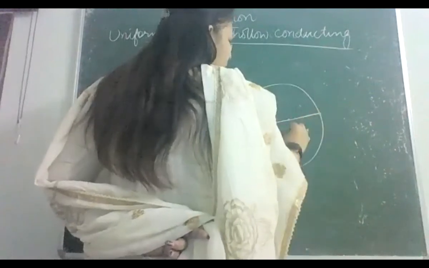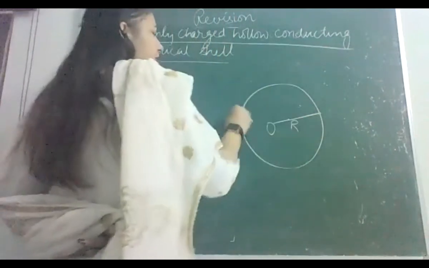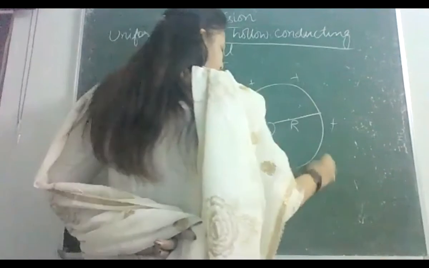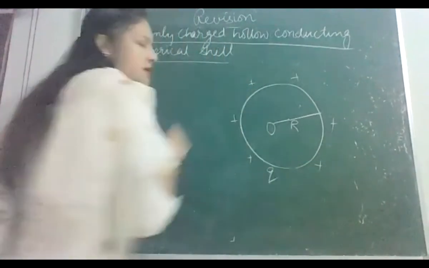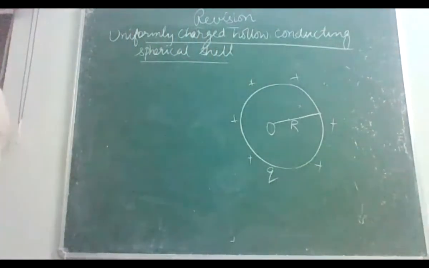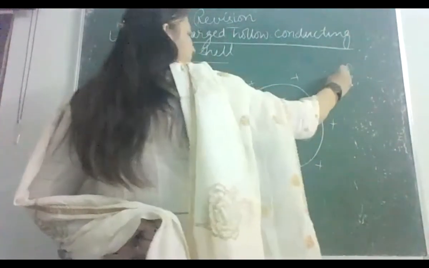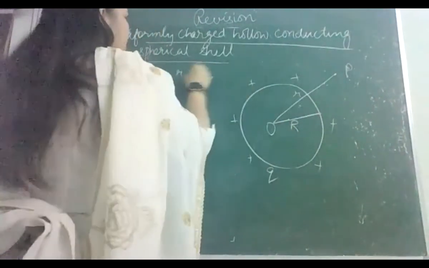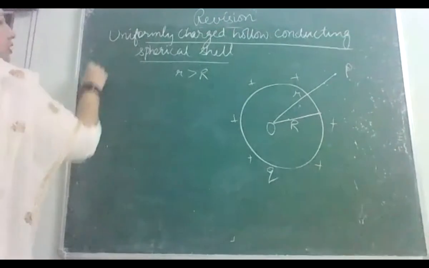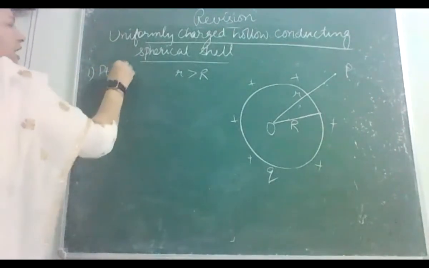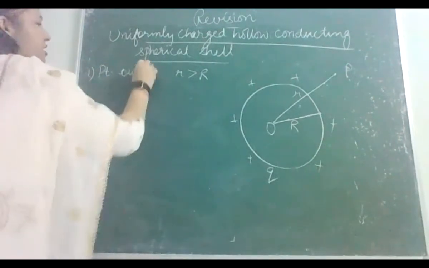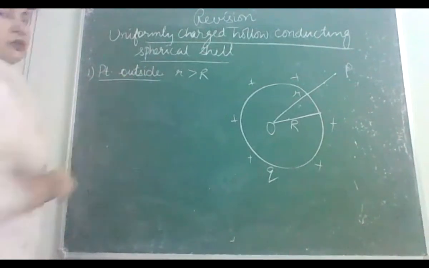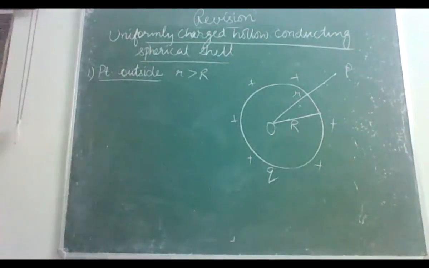So we have a spherical shell of radius R. Any charge given to it will reside on its outer surface. So suppose Q charge is residing on its outer surface. First case is when the observation point lies outside the shell, and the distance of the point of observation, small r, is greater than R in this case. Point lying outside. This is the first case.